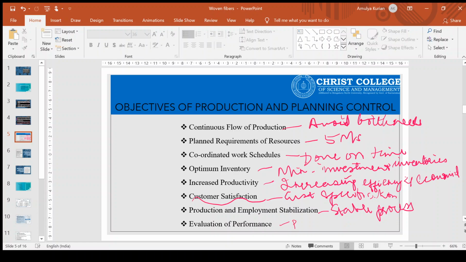In this one, it will help us to know whether the planned and actual operations are same, or is there any gap between the planned and actual operations. This will help us to evaluate the performances. Okay, so these are the objectives of production planning and control. There are 8 objectives. Next one is why this production planning and control is important.